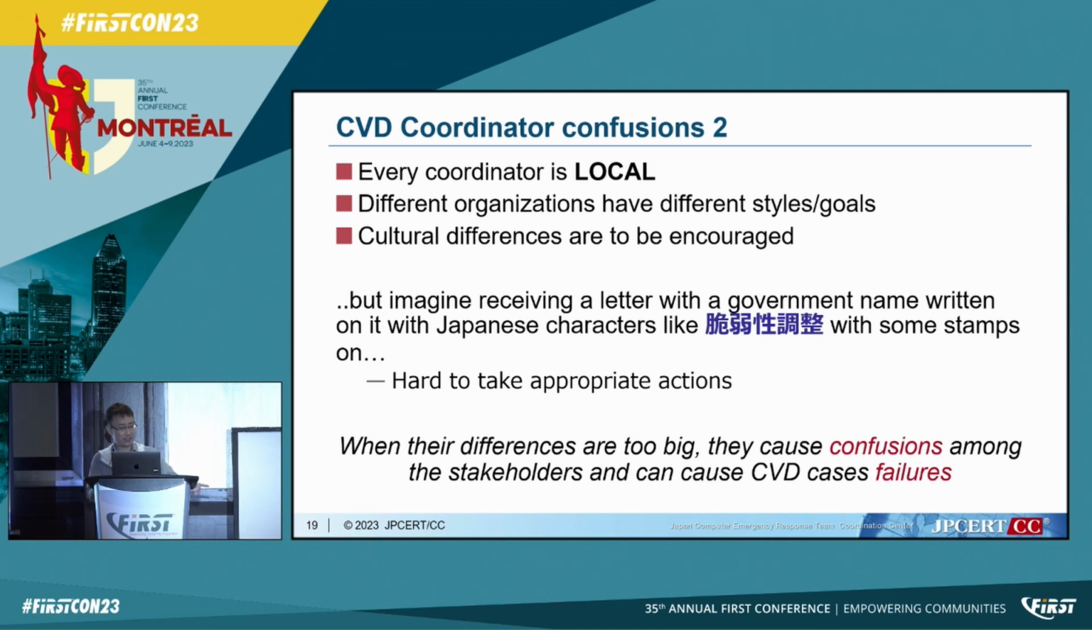But imagine receiving a letter, if you're not from Japan, with a government name written on it in Japanese characters, like the blue letters here, which say vulnerability coordination, with some actual stamps on. You would be confused or maybe freak out, and it would be hard for you to take appropriate actions. So what I want to say here is that when the differences are too big, they cause confusion among the stakeholders and can cause CVD case failures, which is not good.